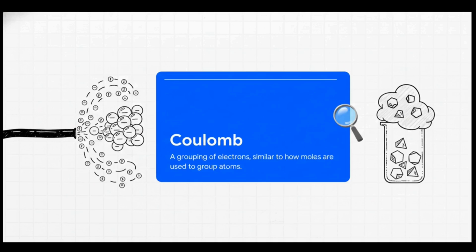Look, electrons are incomprehensibly small. There are so incredibly many of them flowing through a wire that counting them individually would be, well, impossible. So we group them. Think of it exactly like how we use moles in chemistry to group atoms together. A coulomb is just a specific massive grouping of electrons. We really don't care exactly how many individual electrons are in the group, we just package them into these convenient coulombs to actually make the math manageable.